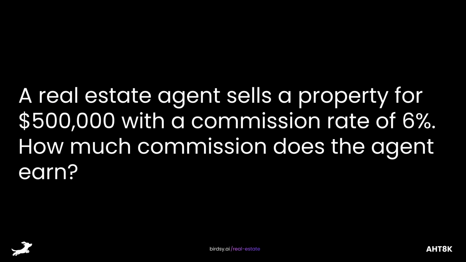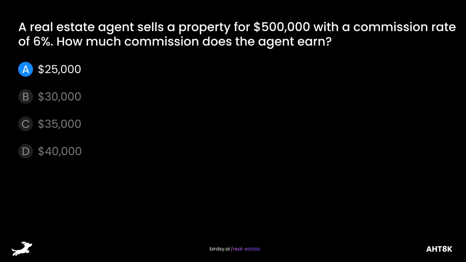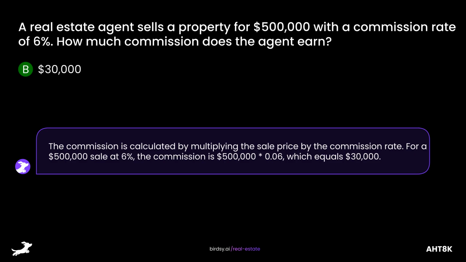A real estate agent sells a property for $500,000 with a commission rate of 6%. How much commission does the agent earn? Is it A, $25,000, B, $30,000, C, $35,000, or D, $40,000? The answer is B, $30,000. The commission is calculated by multiplying the sale price by the commission rate. For a $500,000 sale at 6%, the commission is $500,000 multiplied by 0.06, which equals $30,000.